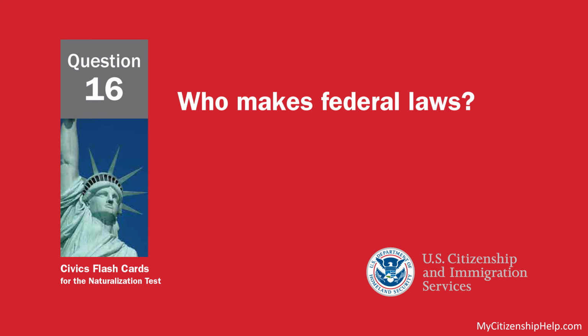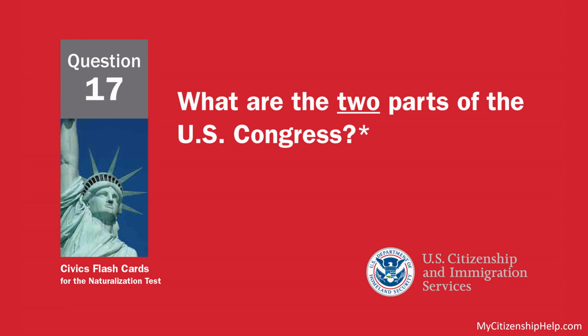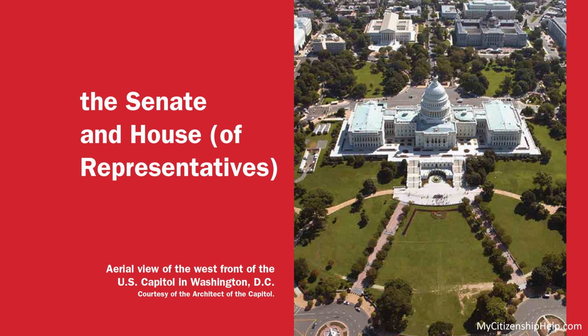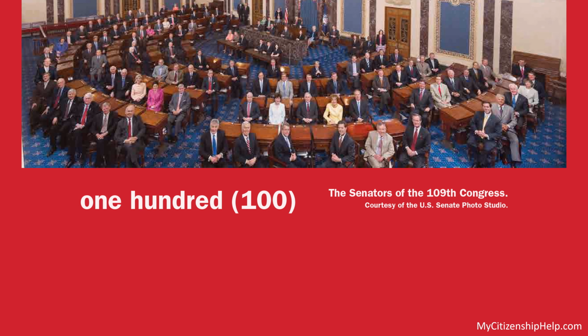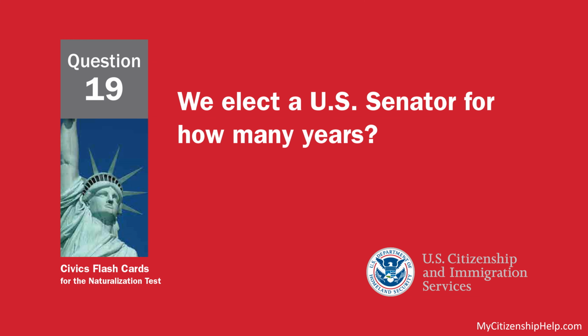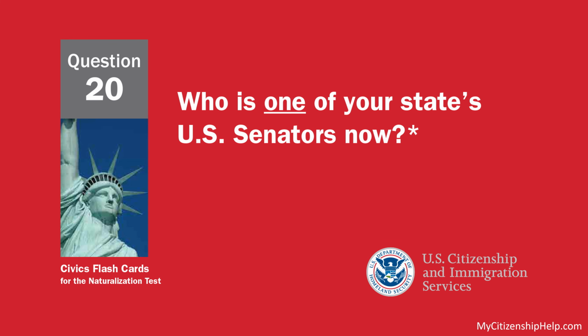Who makes federal laws? Congress. Senate and House of Representatives. U.S. or national legislature. What are the 2 parts of the U.S. Congress? The Senate and House of Representatives. How many U.S. senators are there? 100. We elect a U.S. senator for how many years? 6. Who is one of your state's U.S. senators now?